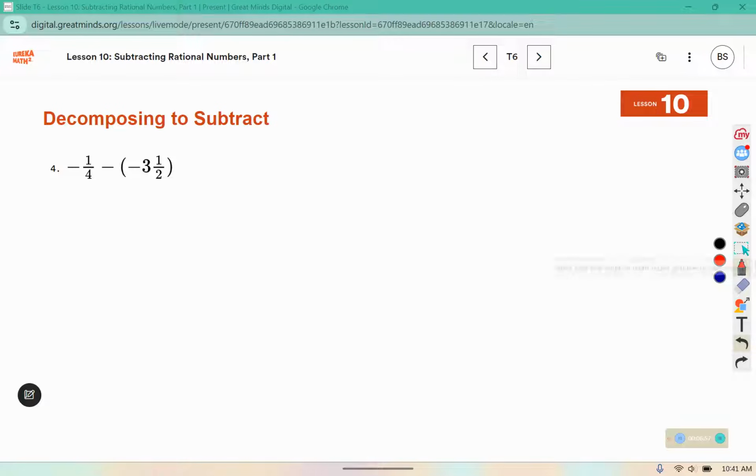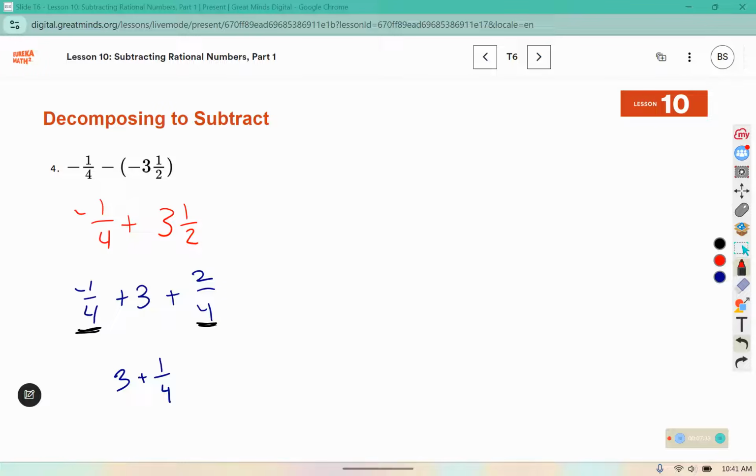We're going to change this one to an addition expression as well. Change to addition, change to its opposite. Now I have a half and a fourth. In order to combine, they need to have common denominators. So I have -1/4 plus 3 1/2, which can be rewritten as 2/4. So we'll combine these two. I still have the 3. 2/4 and -1/4 leaves us with 1/4 for a final answer of 3 1/4.